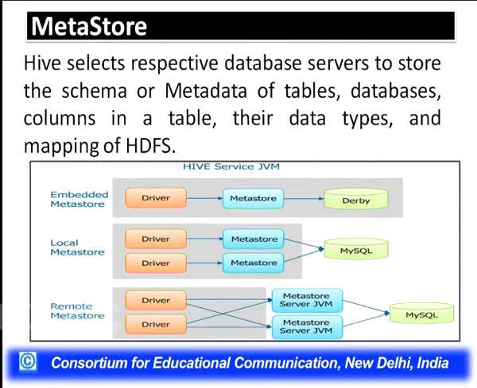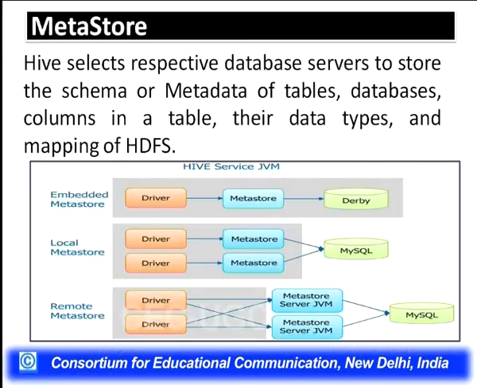Then let's have a closer look at the metastore. Hive selects the database servers to store the schema or information about the tables, the databases, the columns in the tables, what the data types are going to be, and how the mapping is going to be done. All this information is stored within the metastore. The metastore can be of three kinds: an embedded metastore, a local metastore, or a remote metastore.